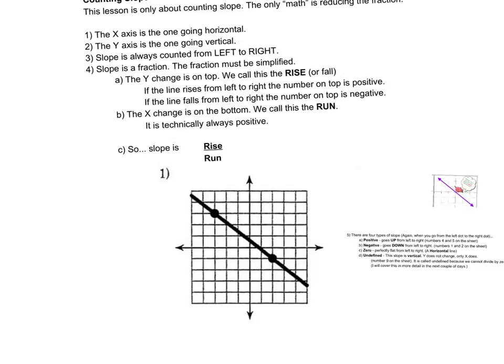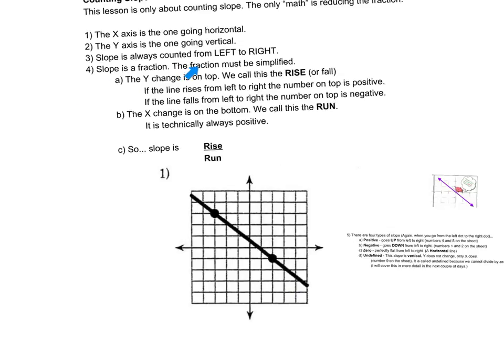Slope is always counted from left to right, and you pick two places that it crosses nicely, here and here. When I say cross nicely, it means it goes where two lines intersect perfectly. It's easier to count slope then. If you do it somewhere else, like here, in between two perfect spots, that gets a little more difficult, so I'd avoid that. In this lesson, all the ones you're going to do for me are going to be like that.